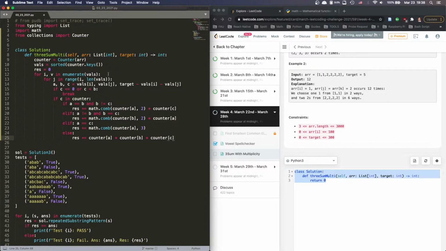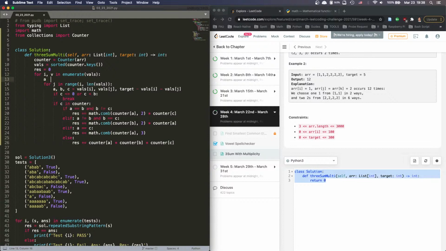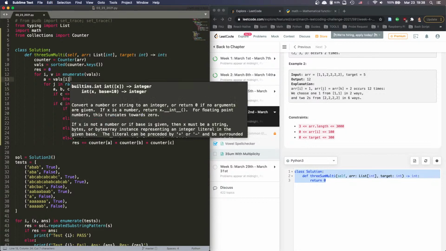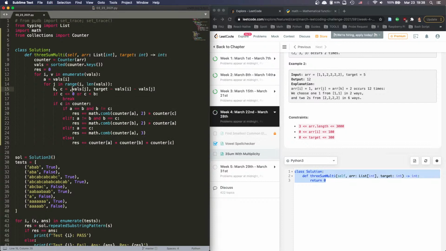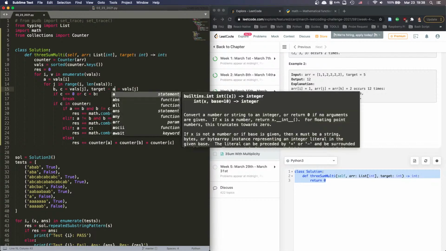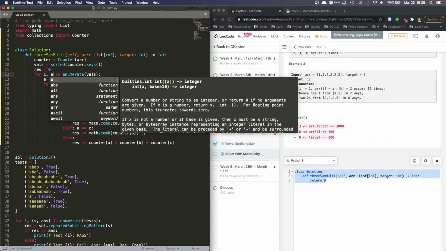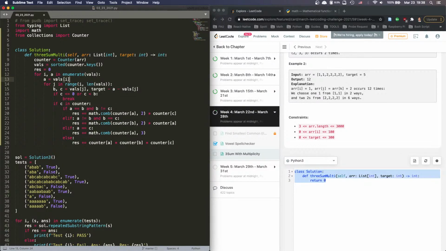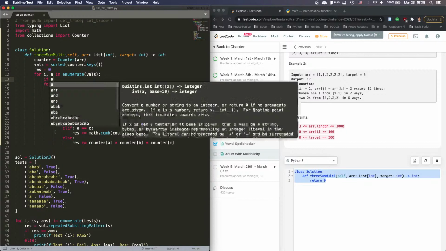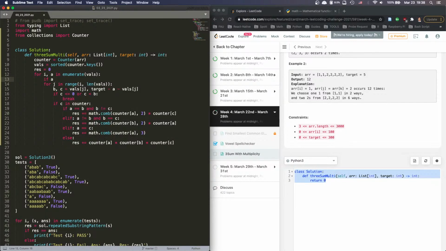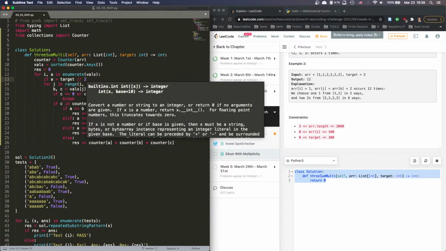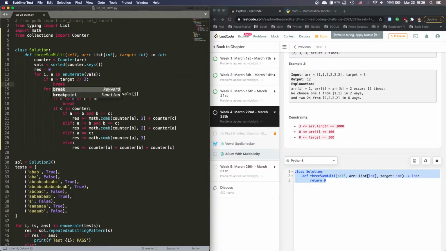So what we're going to do is set A here. A equals val I, and then BC equals this, which is going to be minus A. Let's do A, it's right here. So I'm going to say if A is larger than target divided by 2, then we just break. We don't have to keep going.